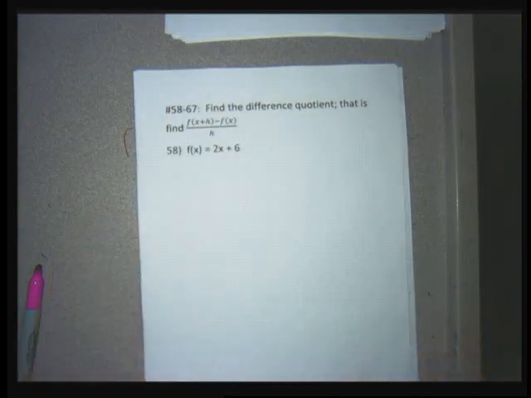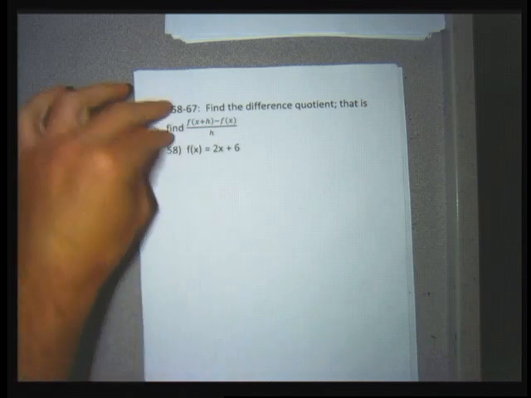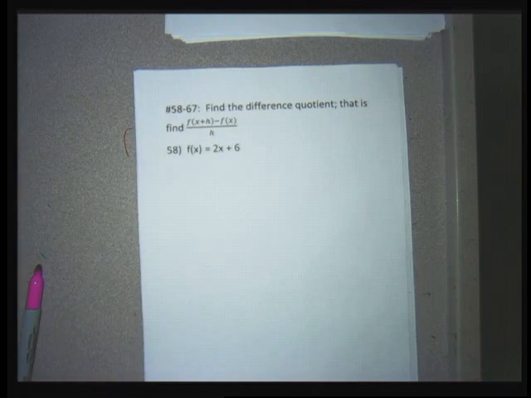Algebraically, they're not going to be hard, but understanding what I'm doing is going to take a few problems, and it might not even seem like I'm solving the problem like it needs to be solved. For problems 58 through 67, the instructions say find the difference quotients. That is, find f of x plus h minus f of x over h.